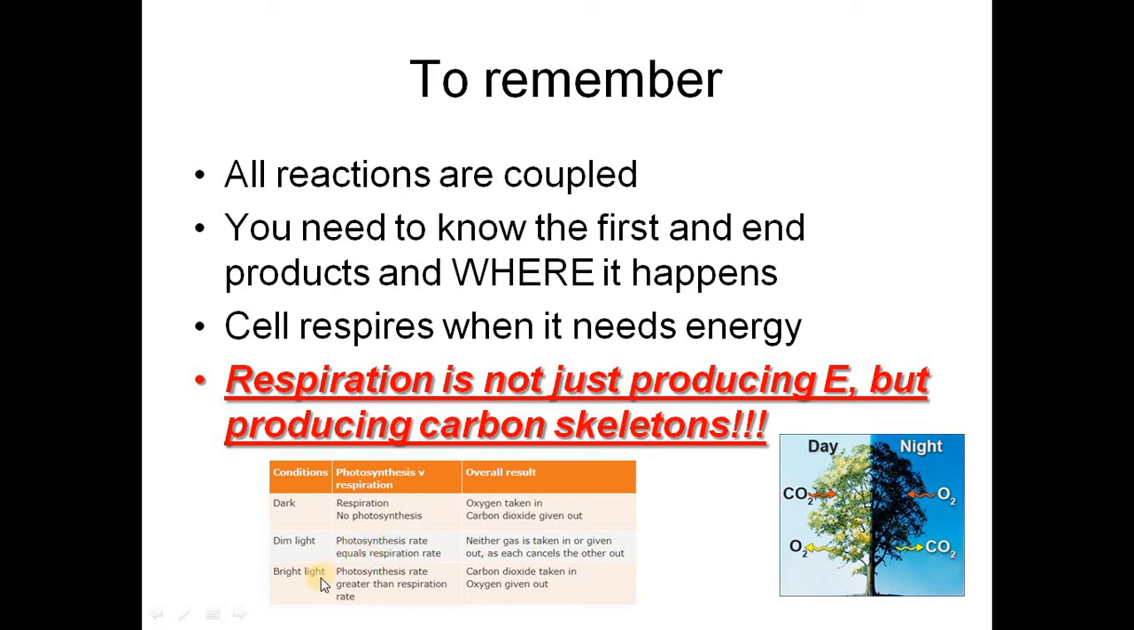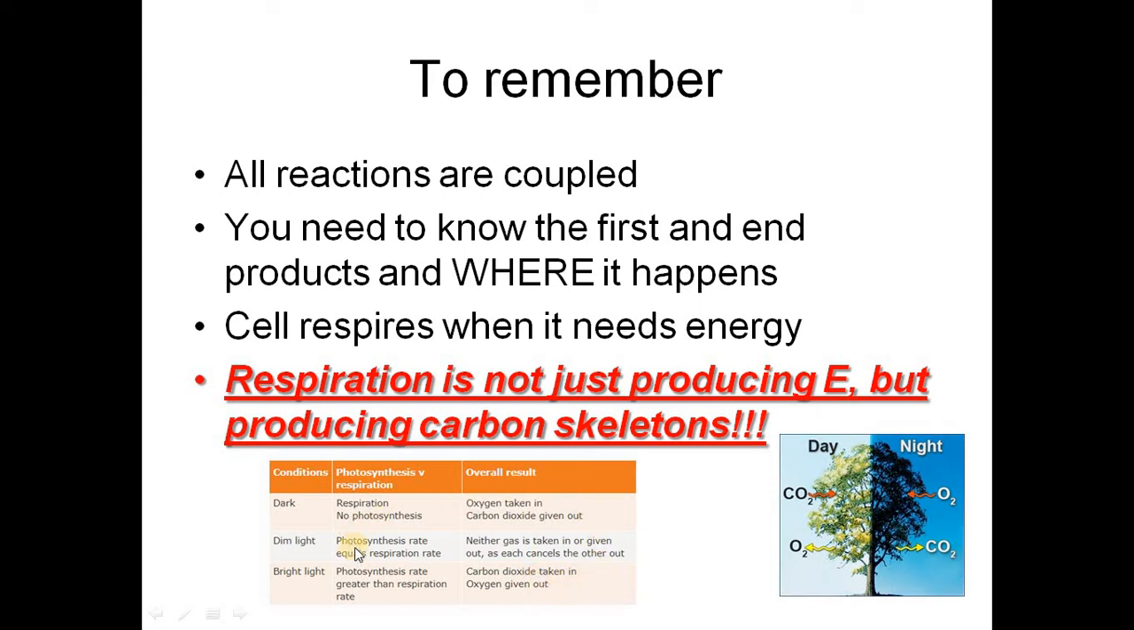And then, of course, you have the third scenario, where you have bright sunlight, daylight. The photosynthesis rate is going to spike up, way greater than the respiration rate. So then carbon dioxide is taken in and oxygen is given out.